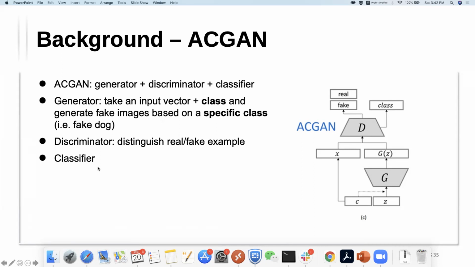The A in AC GAN means auxiliary, right? Auxiliary. What's the difference between A GAN and C GAN? I don't know. Okay, keep going on. So I somehow remember that in ACGAN, the auxiliary is somehow integrating self-attention layers in the generator. I don't know. Okay, keep going on.